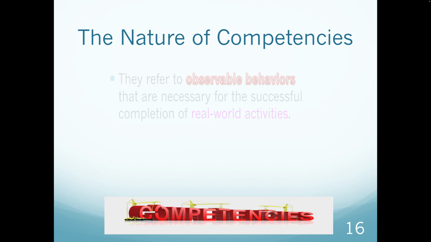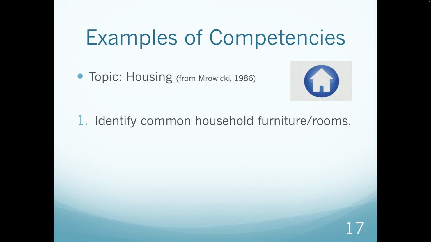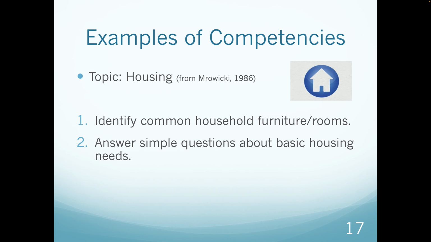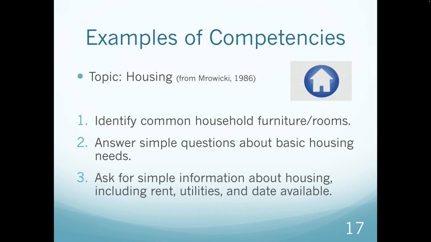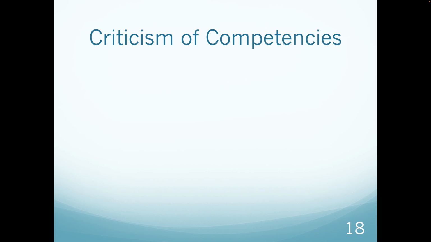What we need to achieve with the student is to identify common household furniture or rooms. See, this is a specific competency of the learner. We need to accompany them so that they can learn to do that. Or to answer simple questions about basic housing needs. That's on the checklist, one of the competencies to develop with the learner. Number 3 also can be to ask for simple information about housing, including rent, utilities, and date available. You see, it's pretty obvious, pretty clear, pretty straightforward.